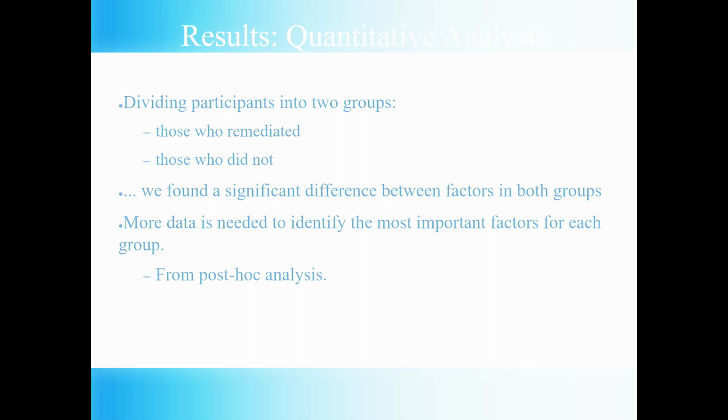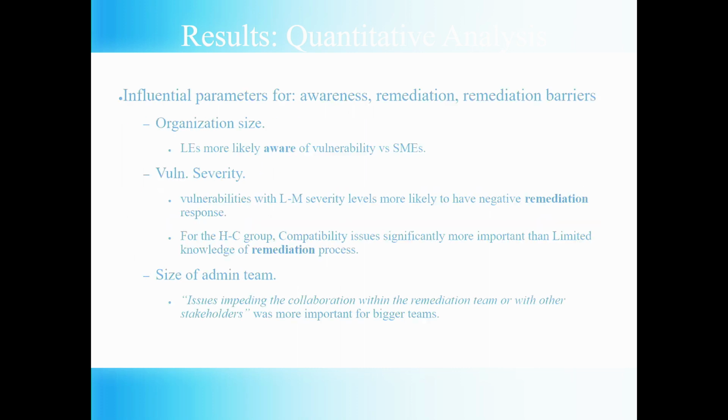We did further analysis, and again, I'm just taking snapshots from the paper here. So we divided participants into 2 groups, those who remediated and those who didn't. We find that there are statistical significant difference between the factors between those 2 groups, but there wasn't enough data to tell us, again, within the groups, which factor was most important. So this maybe is something that suggests we need to run this study again at a higher scale to collect more data.